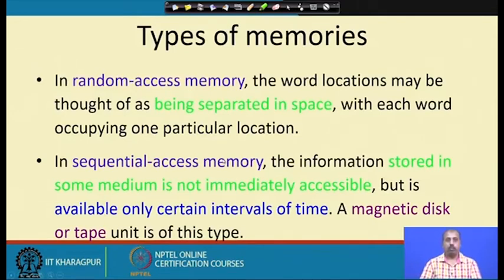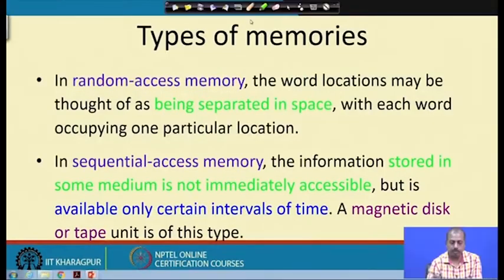Going back to the types of memories, in random access memory the word locations may be thought of as being separated in space, with each word occupying one particular location. Logically, we have a set of locations, and you can access any of them randomly. There is no fixed ordering in which you have to access them.